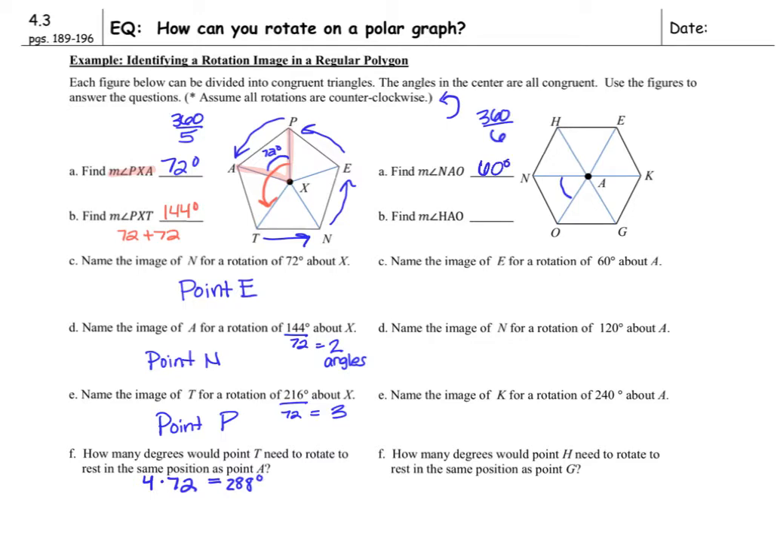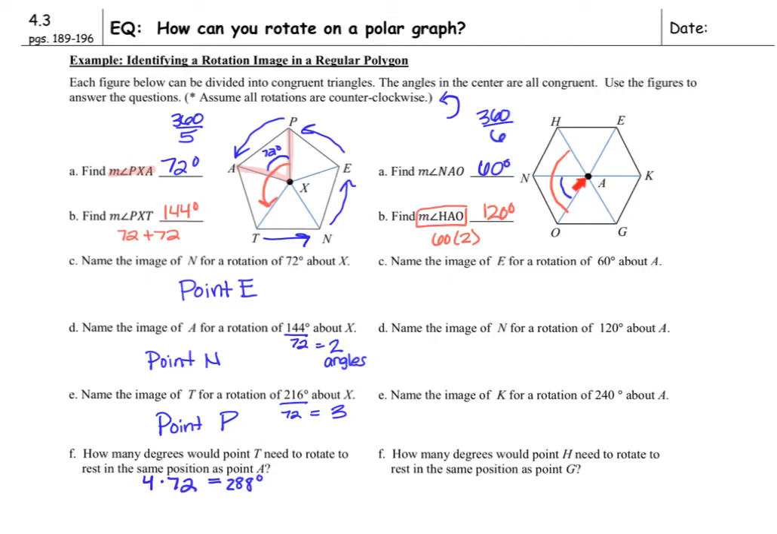Next, we're going to find the measurement of angle HAO. So HAO would be 2 triangles. What is the measurement of angle HAO? If each triangle is 60 degrees, I can do 60 plus 60, or 60 times 2, and get an answer of 120 degrees.